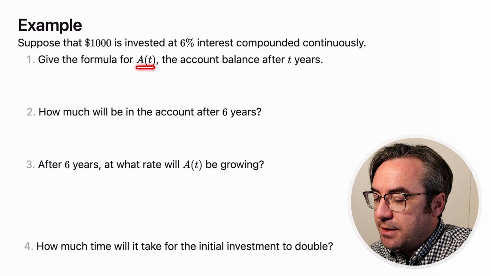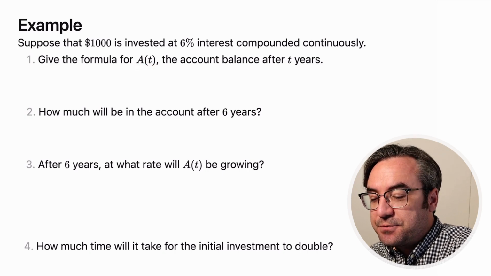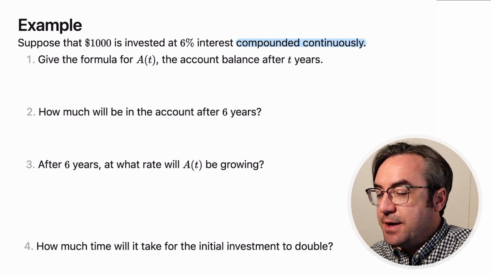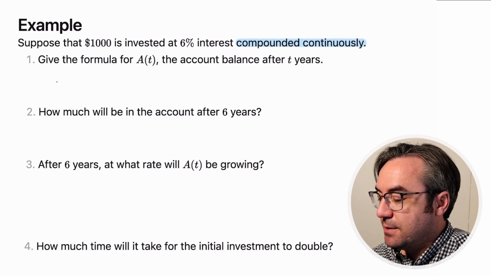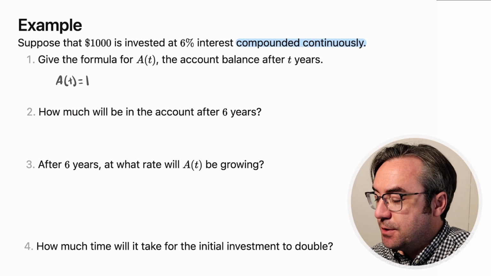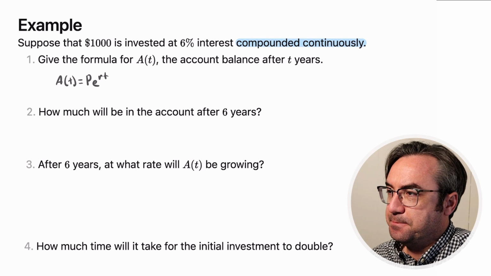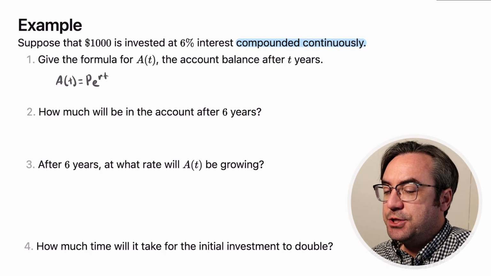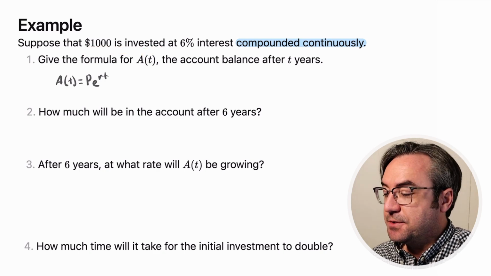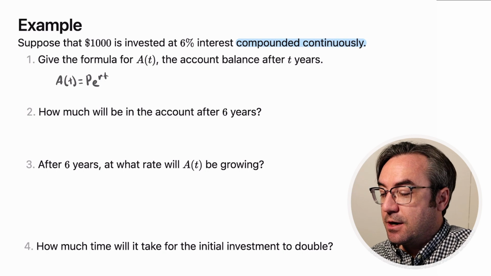We're going to give the formula for A of t. So we see this phrase compounded continuously. So that immediately tells us what formula to use. So we're using A of t is equal to P e to the rt. Now, what other information do we have? Well, we're starting with an investment of $1,000. So this is our principal.